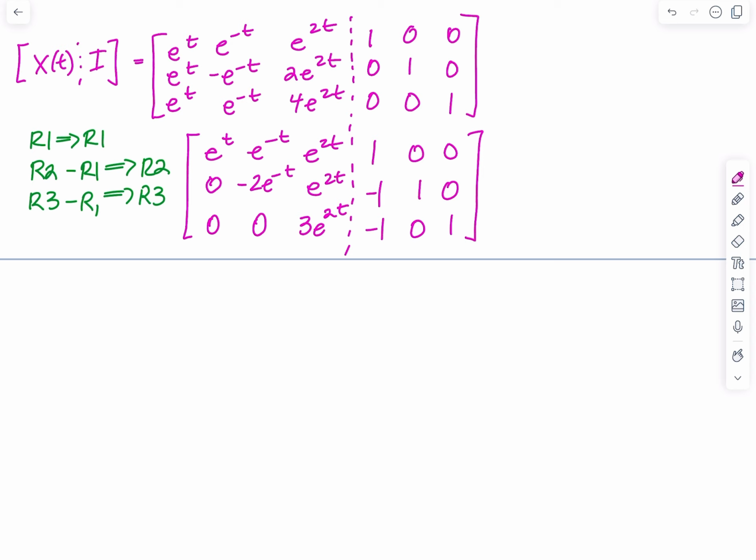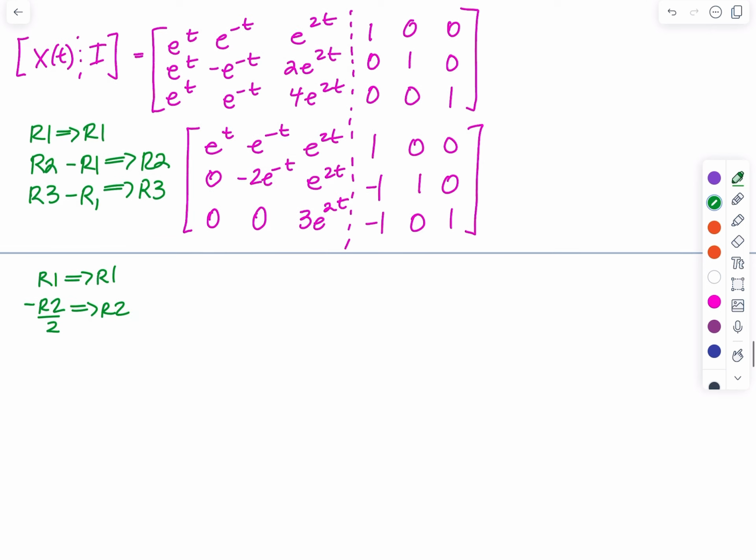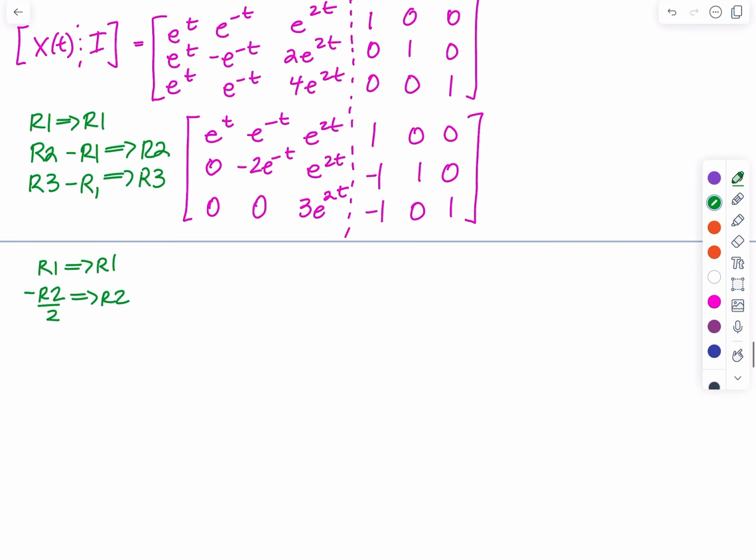Okay, so now let's go ahead and divide. Let's leave row 1 alone. And now let's divide row 2 by -2, and make that our new row 2. So we'll just multiply row 2 by -1/2. And then let's take row 3 and divide it by 3, and that will be our new row 3. And we'll see what we have here.